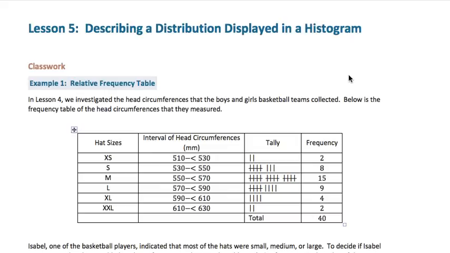In Module 6, Lesson 5, we're going to describe the distribution that's displayed in a histogram, and we're going to specifically look at relative frequency. In Lesson 4, we investigated the head circumferences that the boys and girls basketball teams collected. Below is the frequency table of the head circumferences that they measured.